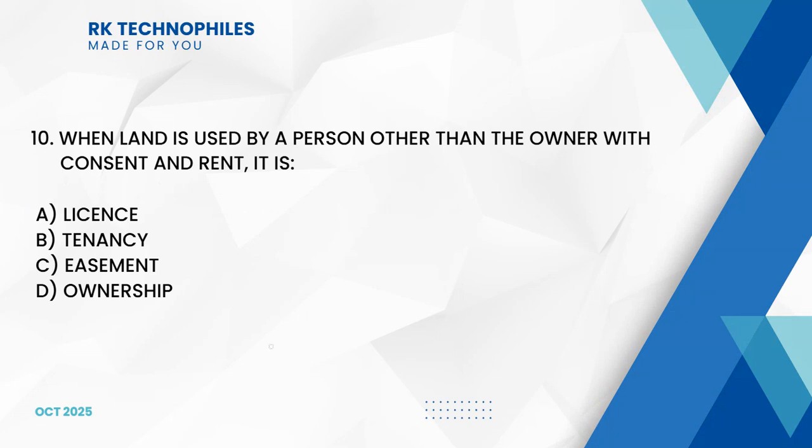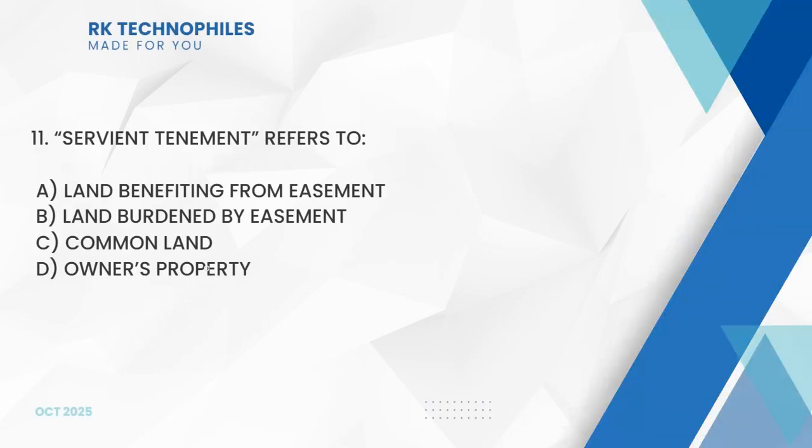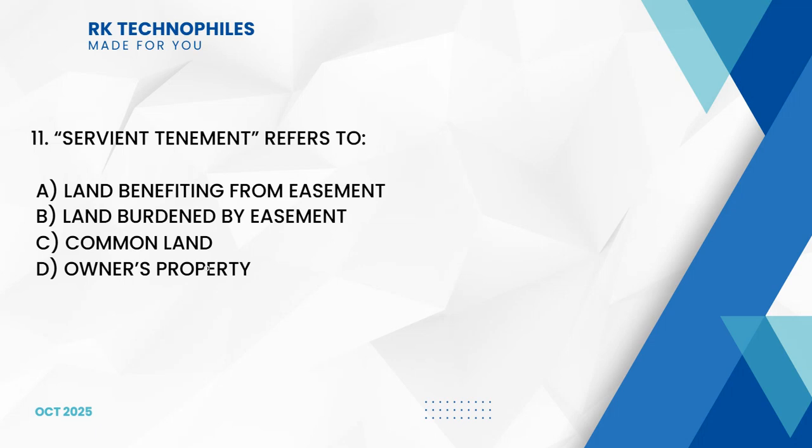10th one. When land is used by a person other than the owner with consent and rent, it is tenancy. Right? License is a temporary one. Easement is right of way and commonly used. Ownership is freehold. Servient tenement refers to: A, land benefiting from easement; B, land burdened by the easement; C, common land; D, owner's property.